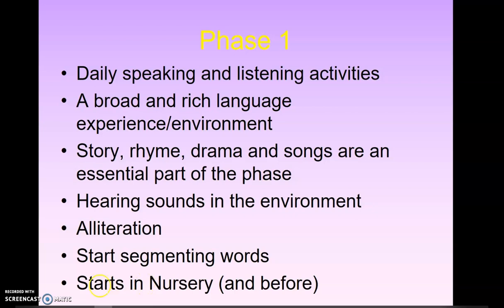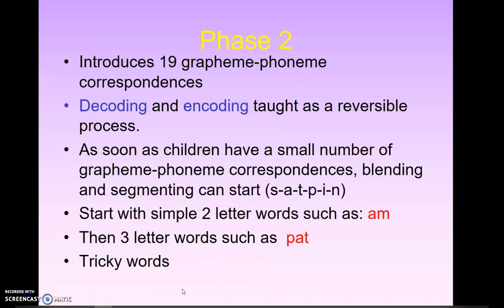And all of this starts in nursery and is continued into reception before introducing the phonemes. When the children are ready to move on to phase 2, they will learn 19 new sounds. The children are taught how to read and how to write, and how this is a reversible process. As soon as children have a small number of grapheme phoneme correspondences, they start to blend and segment to help them read and write, starting with 2-letter words such as am, moving on to 3-letter words such as pat.